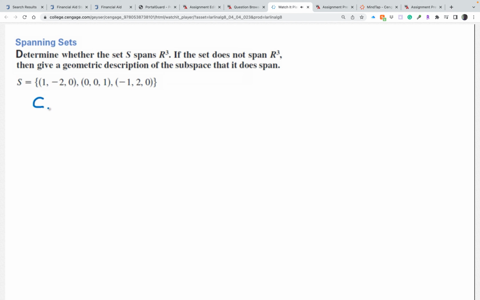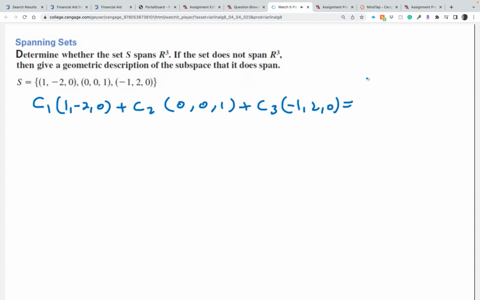So we can take a constant c sub 1 times the first vector, (1, -2, 0), plus the constant c sub 2 times the second vector, (0, 0, 1), plus a constant c sub 3 times the third vector, (-1, 2, 0), and that will be equal to some vector which we'll call u, consisting of u sub 1, u sub 2, u sub 3. So we'll be able to find some linear combination of these vectors that will make this work.